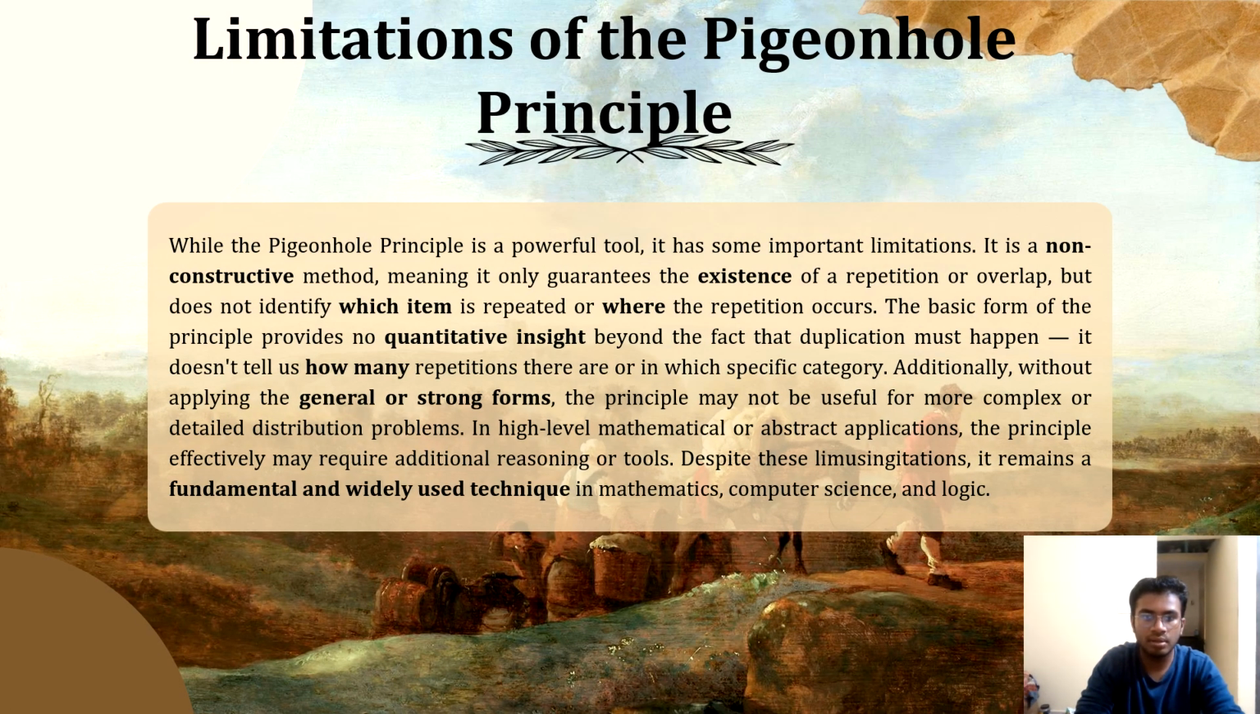So the pigeonhole principle has some limitations, or we can say drawbacks also. So let's see the limitations of the pigeonhole principle. While the pigeonhole principle is a powerful tool, it has some important limitations. It is a non-constructive method, meaning it only guarantees the existence of a repetition or overlap, but does not identify which item is repeated or where the repetition occurs. The basic form of the principle provides no quantitative insight beyond the fact that duplication must happen. It doesn't tell us how many repetitions there are or in which specific category.